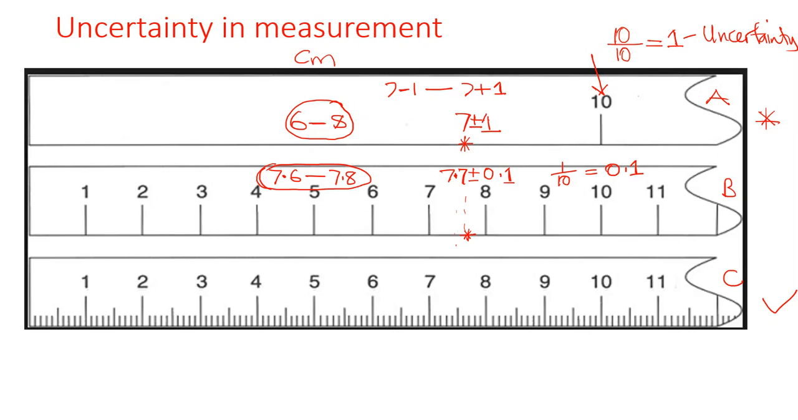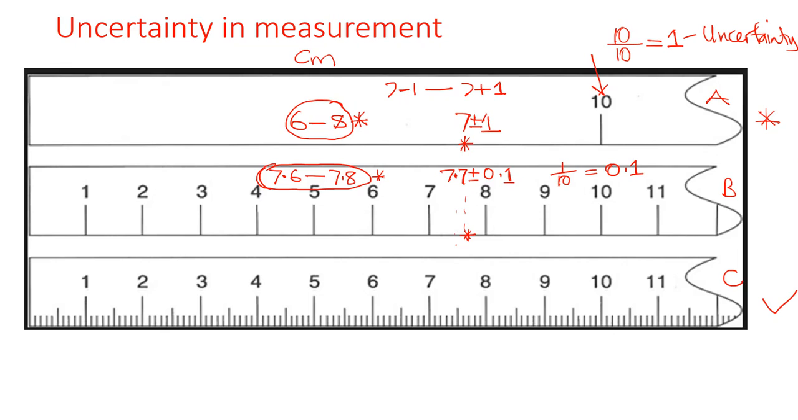So now you can see that as we increase the divisions, or as we reduce the size of the divisions, the uncertainty is decreasing. Here the uncertainty is in ones. Here the uncertainty is in 0.1 centimeter. And B is more accurate in terms of measurement. B is more accurate than A.